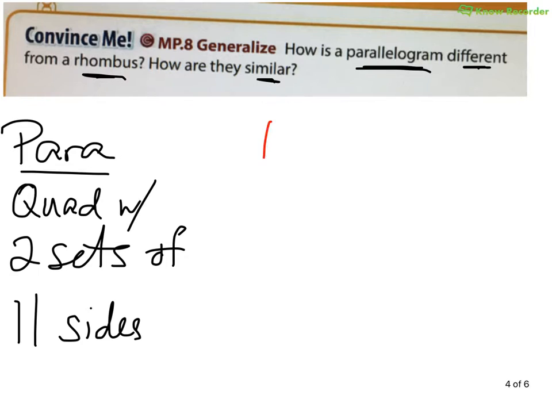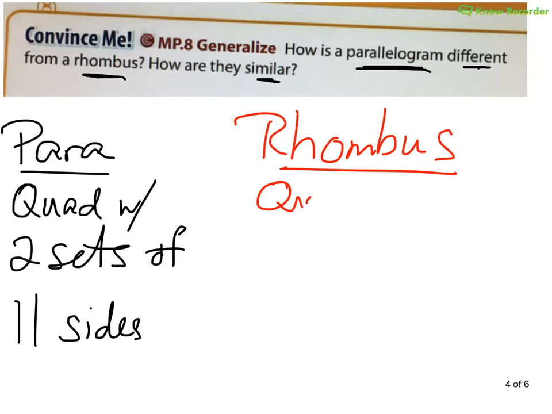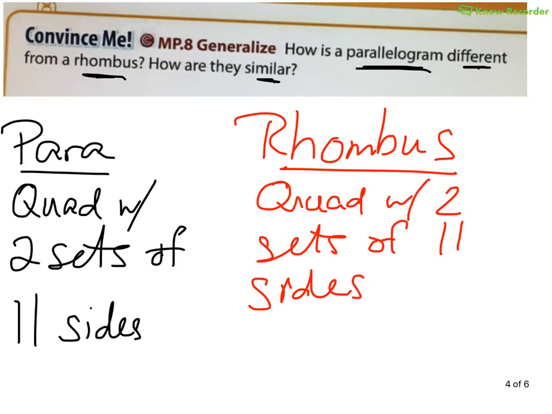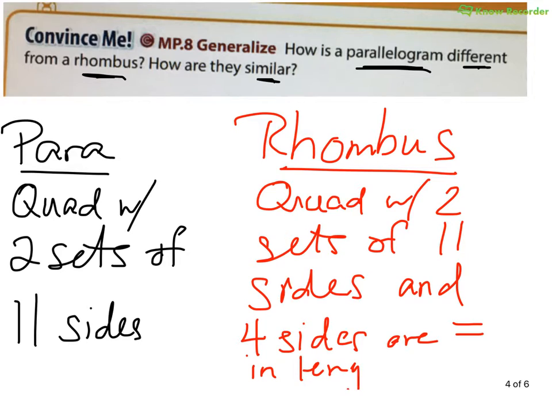Now, I also have rhombi. Well, I got to think about rhombus. What do I know about rhombus? Well, I know it's a quadrilateral. That's similar, with two sets of parallel sides. That's also similar. Oh, you're doing it out of order. That's cool. And there's something different about a rhombus. A rhombus has all four sides equal in length. Now that's something that a parallelogram doesn't have to be. That's why all rhombi are parallelograms, but not all parallelograms are rhombi.